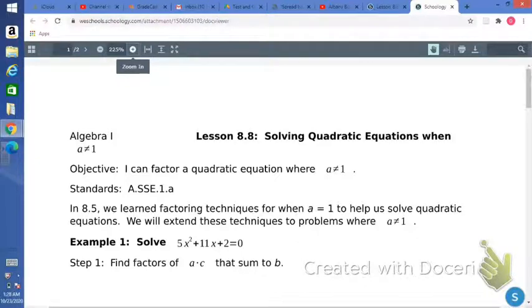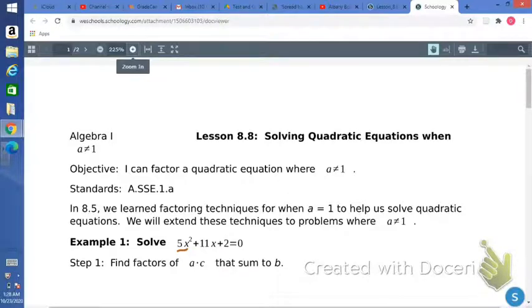So in the past couple of lessons, we've been primarily focused on when our a is 1. So for instance, x squared plus 3x plus 10. So your a is 1. Well, that's not going to be the case in the problems that we're going to be doing today. Your a is going to be something other than 1. And the process that we're going to use to solve such equations is going to be essentially the same. Alright, so we're not going to change a whole lot, so this should be a relatively smooth lesson.